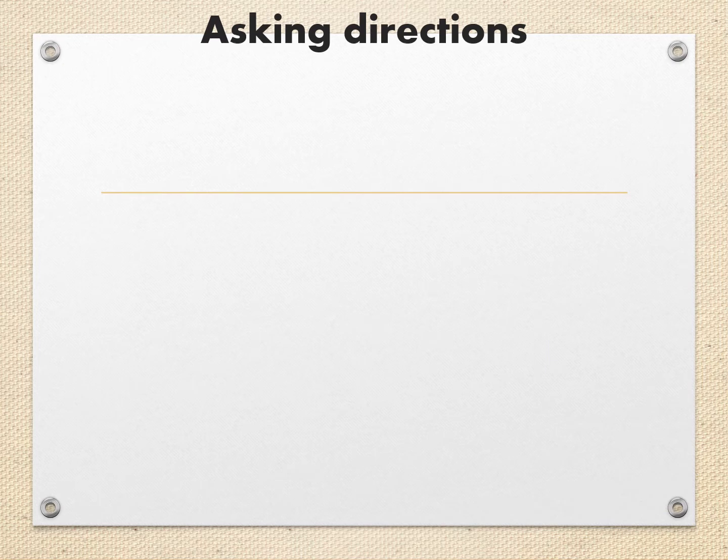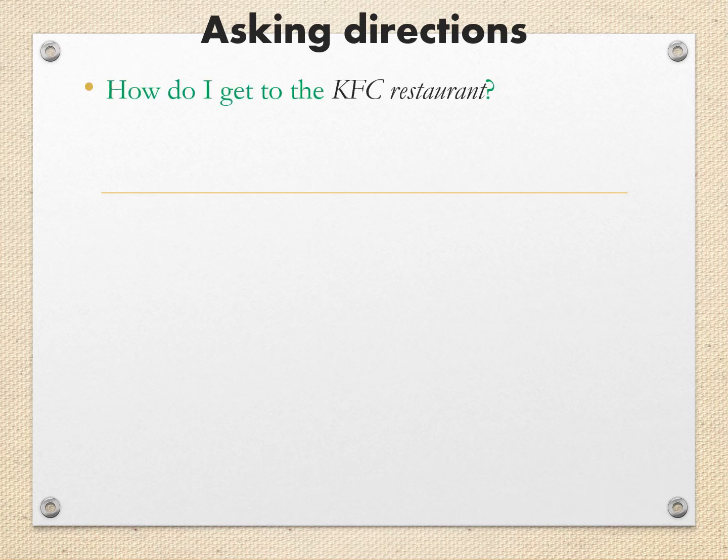Now let's have a look at how to ask for directions. What are the expressions that we use to ask for directions? So sometimes you ask someone, how do I get to the KFC restaurant? So you use this expression that is green here. So this is an expression that we can use. How do I get? Then we have, where is the coffee shop?